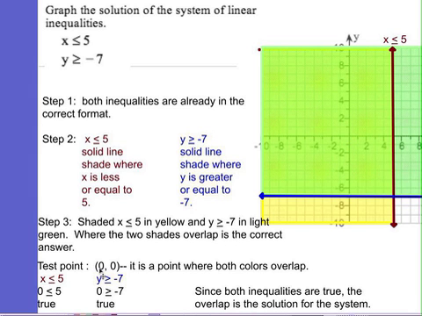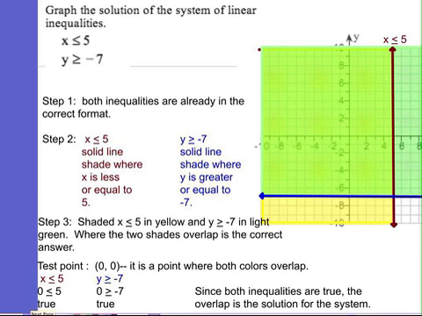Since that's my test point, I'm saying x is 0 and y is 0. If I shaded this correctly, both inequalities should be true. So I plug in my point. X is 0. So is 0 less than or equal to 5? Yes, it is. So it makes it true. When y is 0, is y greater than or equal to negative 7? Yes, 0 is greater than or equal to negative 7. So that is also true. Since both inequalities are true, the overlap is the solution to the system.